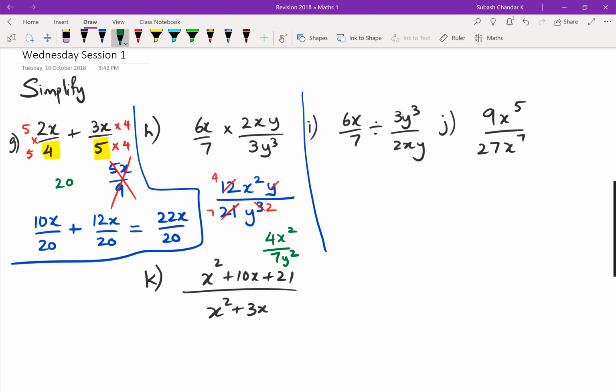22x over 20? Yeah, you could write it as 11x over 10 if you need to. Actually, that's a good point. You should actually write that as 11x over 10. Thank you.